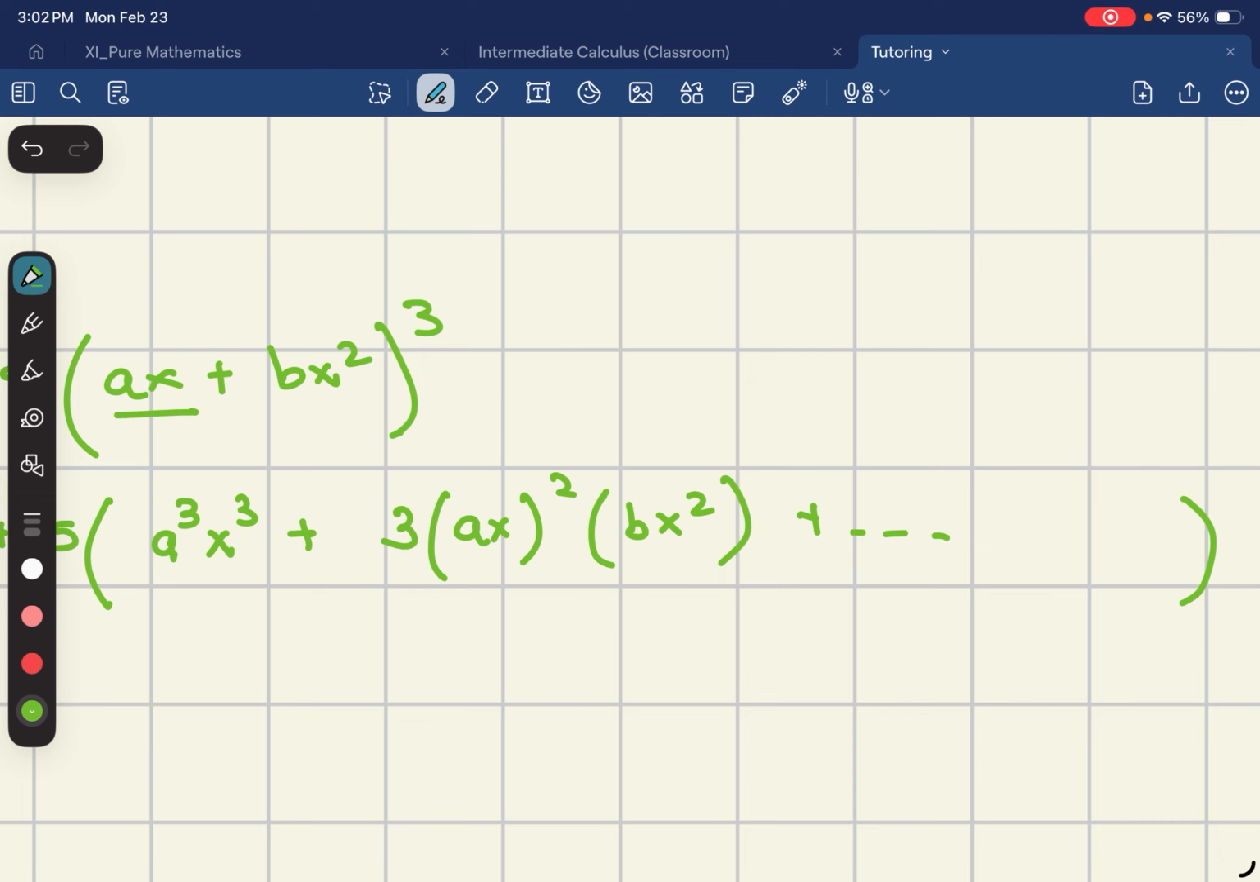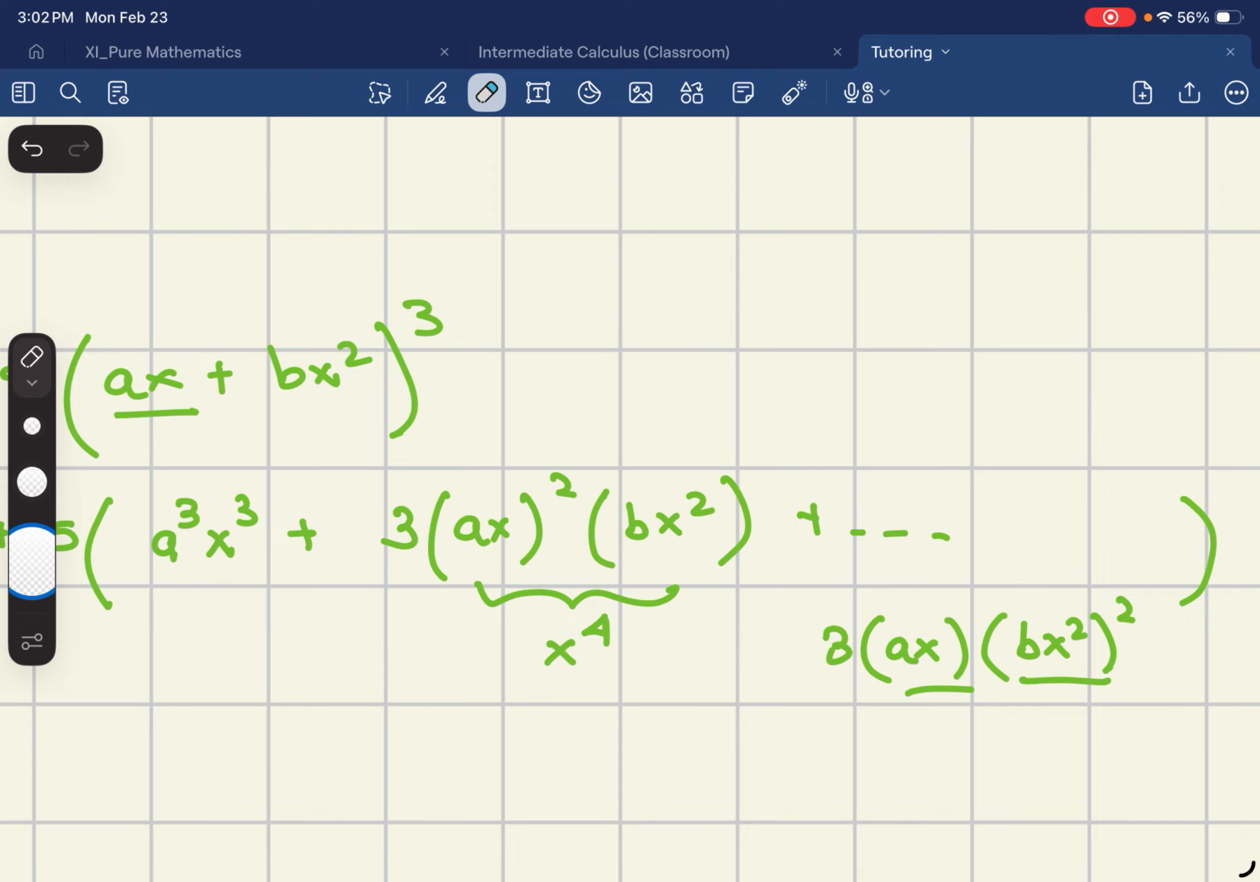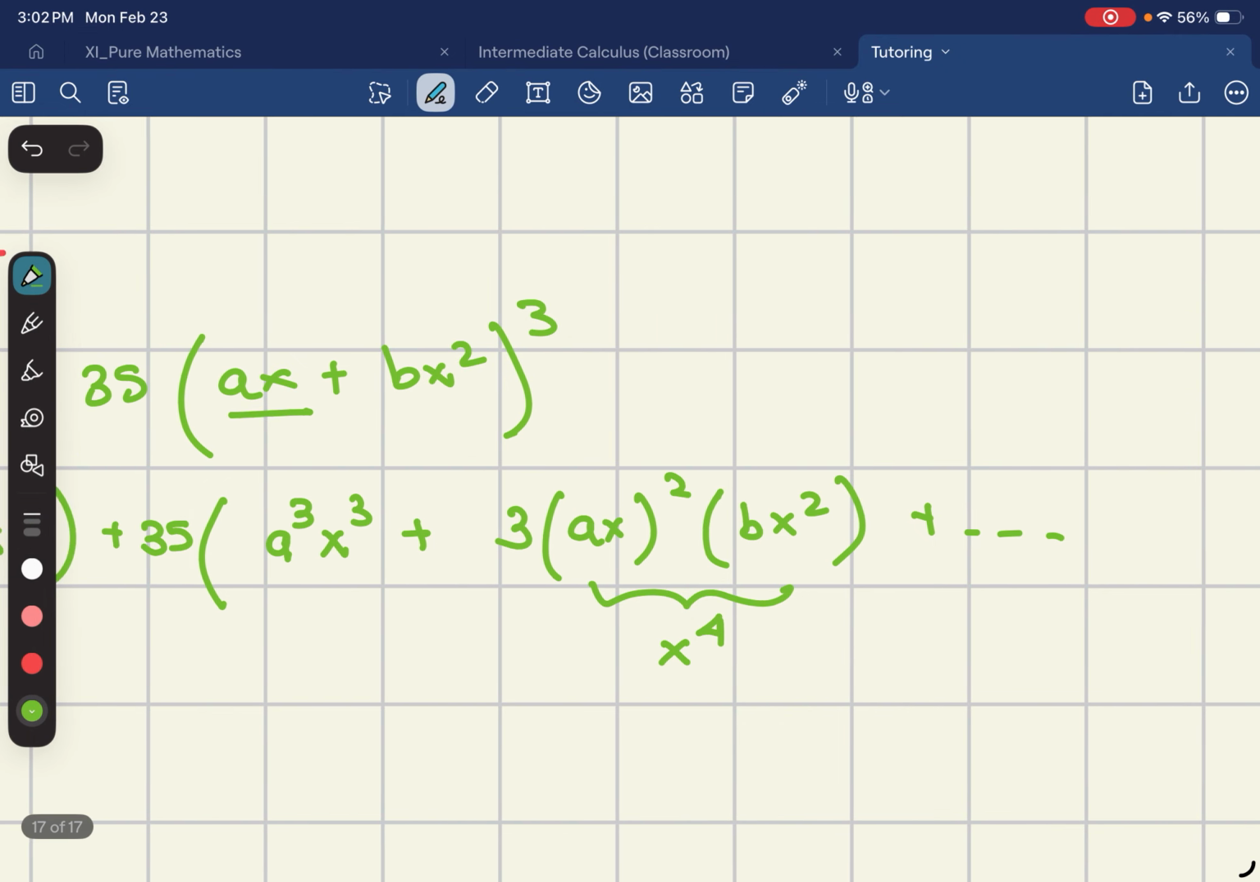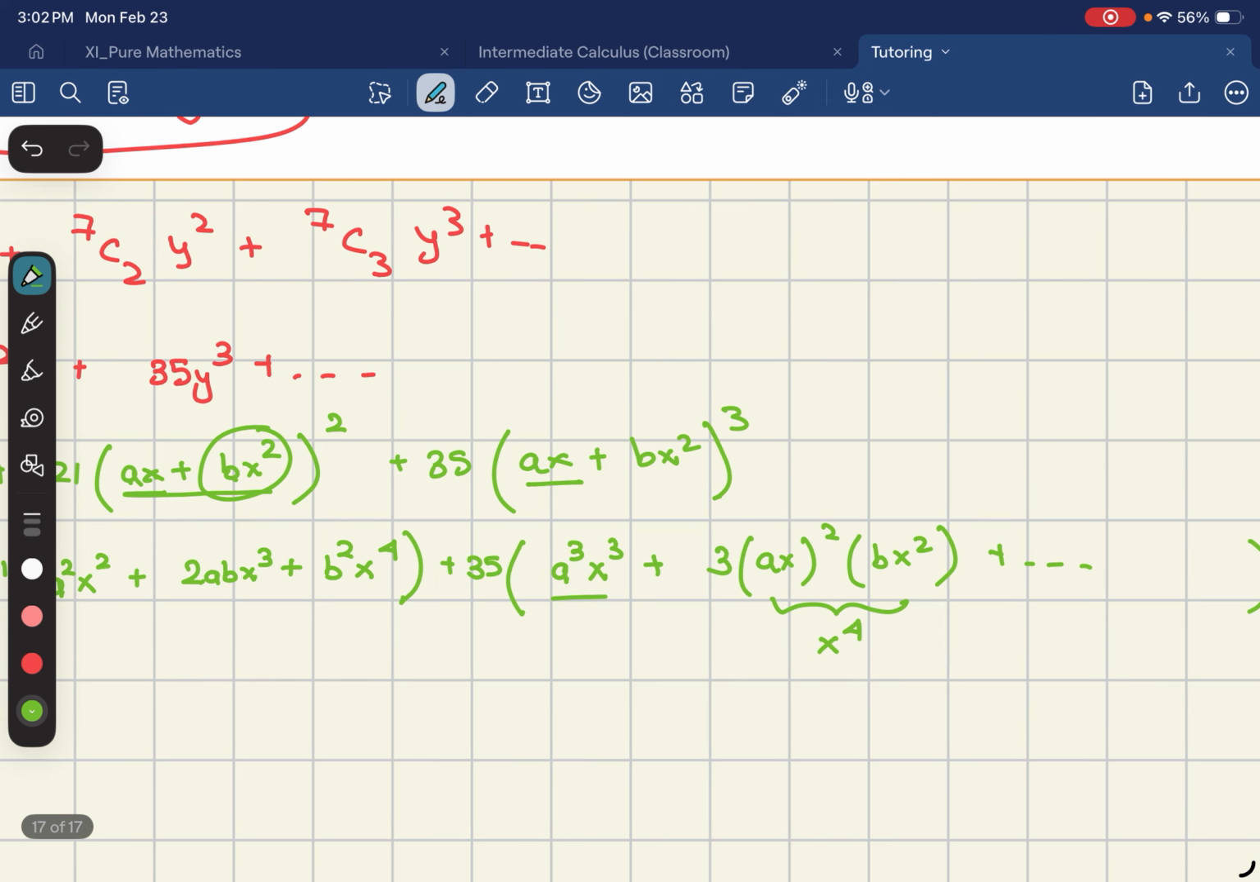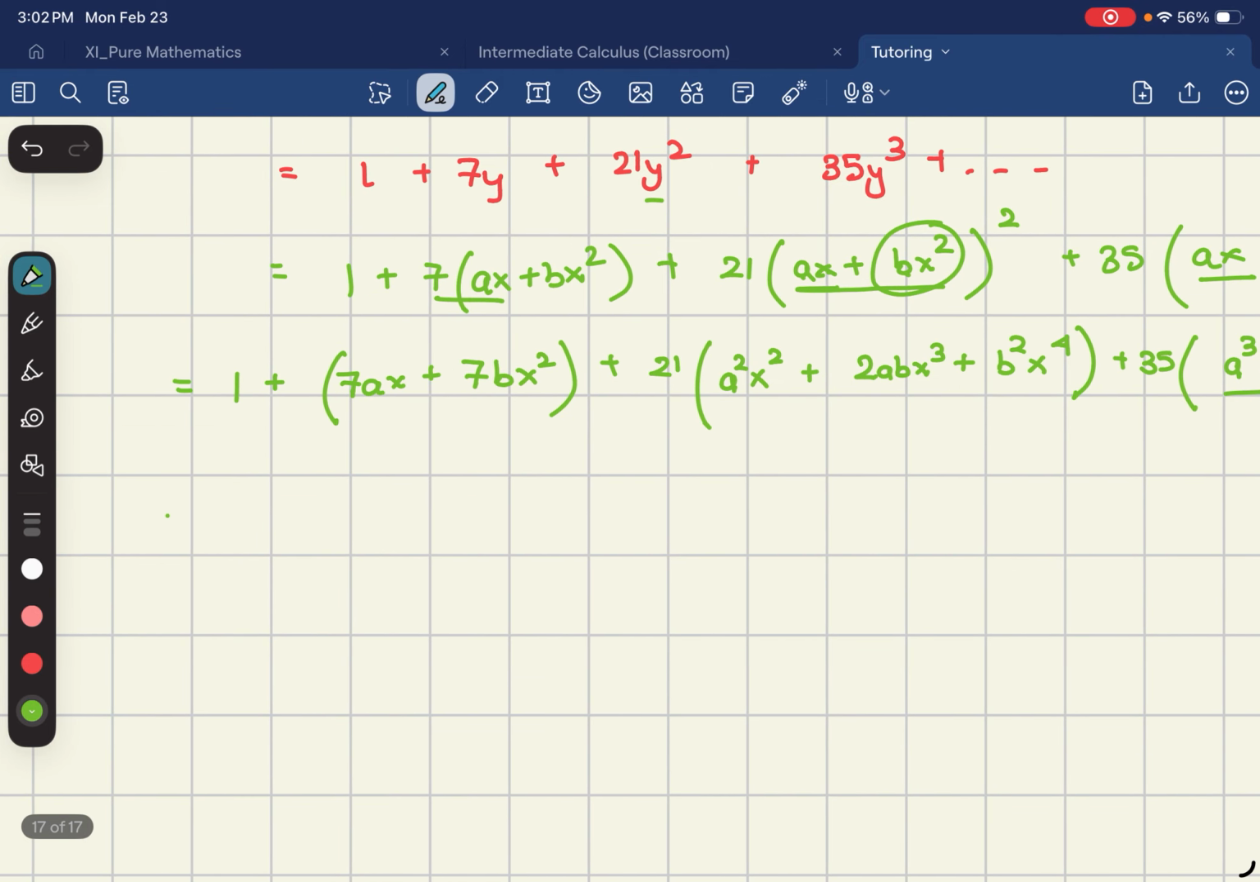And if I think about it, this is going to give me x to the power 4. And the question only asks me to stop when I get to x to the power 3, right? And the next term is going to be 3ax times bx squared squared. So that is x to the power 4 times 1 is x to the power 5. And I'm going to end at x to the power 6. So I don't need that. I only need up until x to the power 3. So I don't really have to expand. I can stop here.